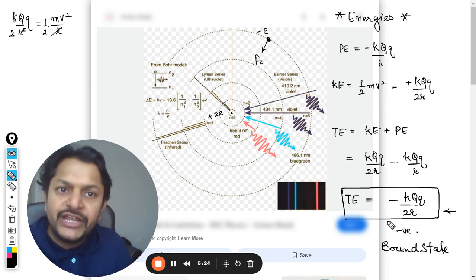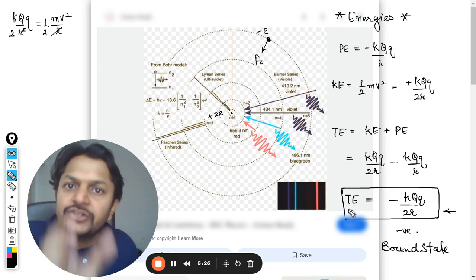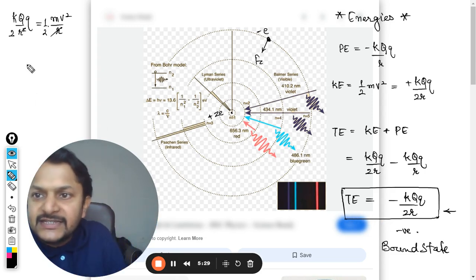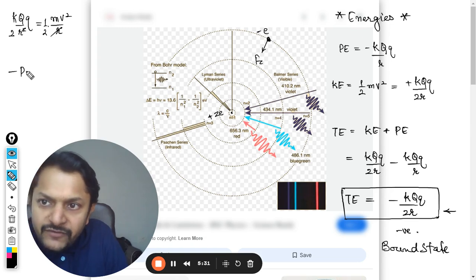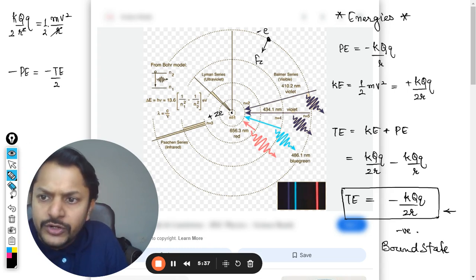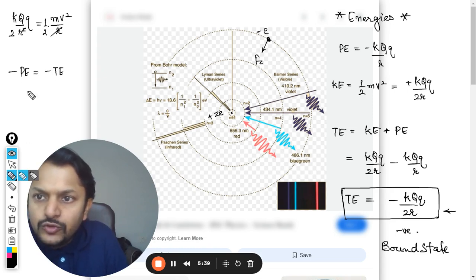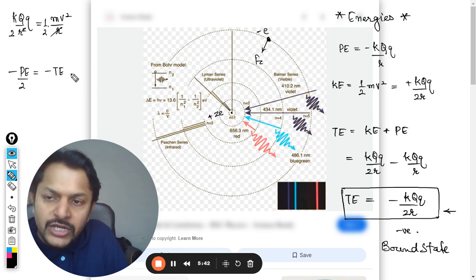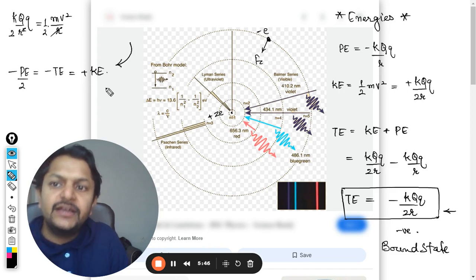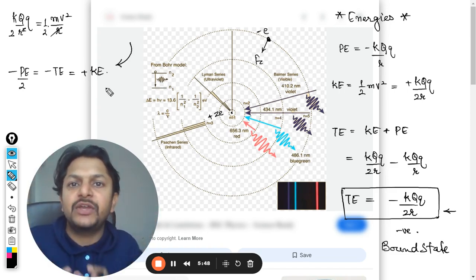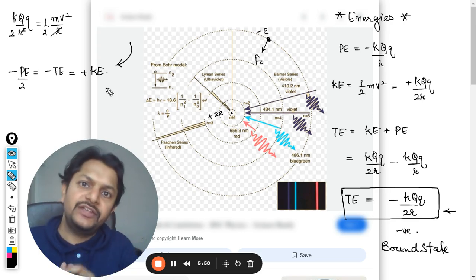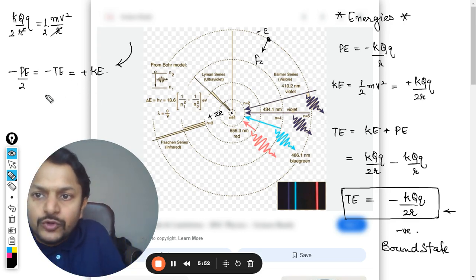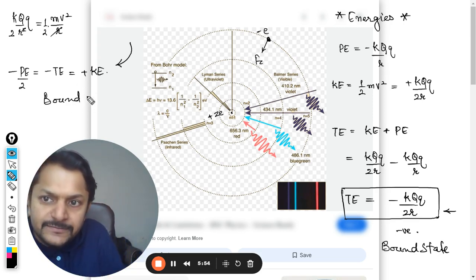Now, in the bound state, what is the cornerstone condition for us? It is given by this: the negative of the potential energy divided by 2 is equal to the positive of the kinetic energy. This relation is very peculiar and very important for us. This relation is known as the bound state condition.